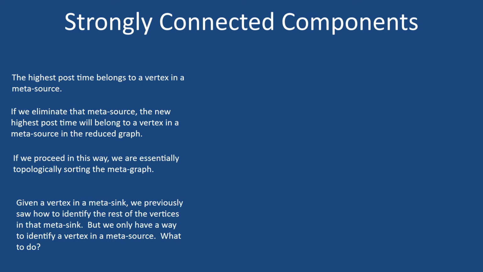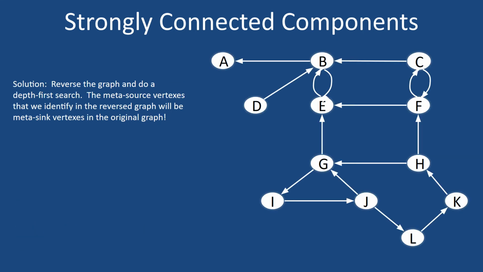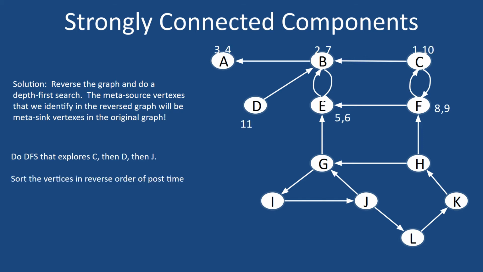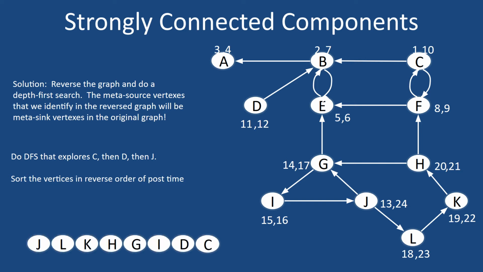So here's what we do. Here's the graph we're working with. Let's reverse it. I just flip all the arrows around. Then do the depth first search. Okay. Then we're going to sort the vertices in reverse order of post time. So I'm just going to pull them out down here.